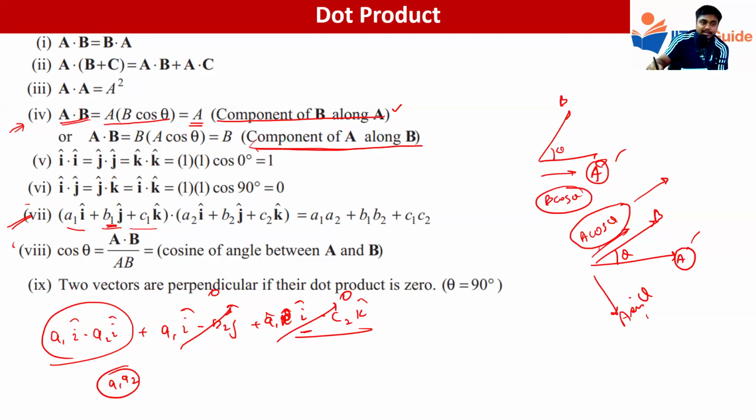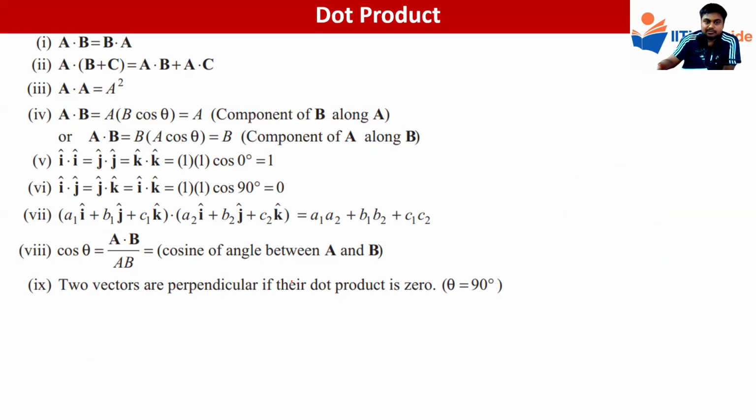The eighth one and ninth one, these two properties are very much used many a times. If we have to find the angle between two vectors, we use cos theta equals A dot B divided by mod A mod B. And the ninth is when two vectors are perpendicular, their dot product is going to be 0. Now here I would like to state one very important thing. See this eighth one.